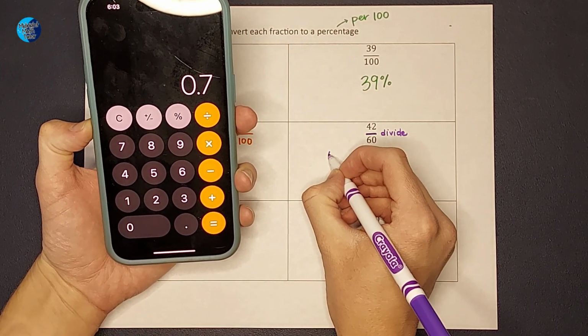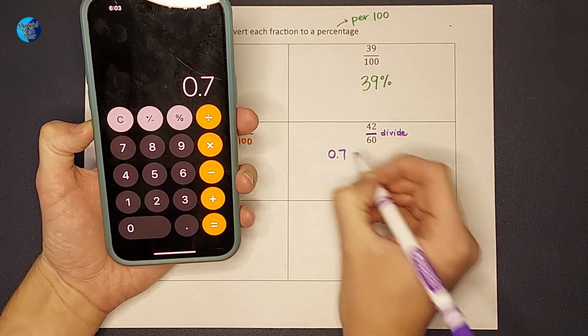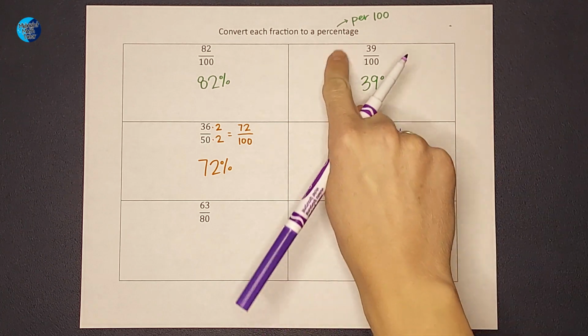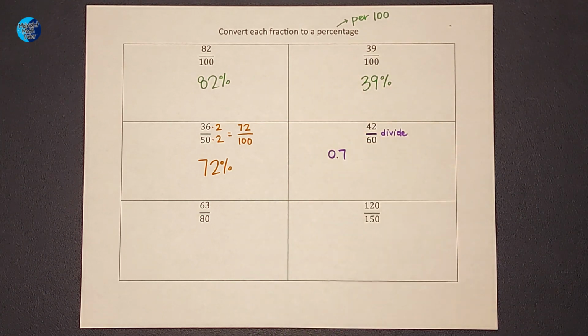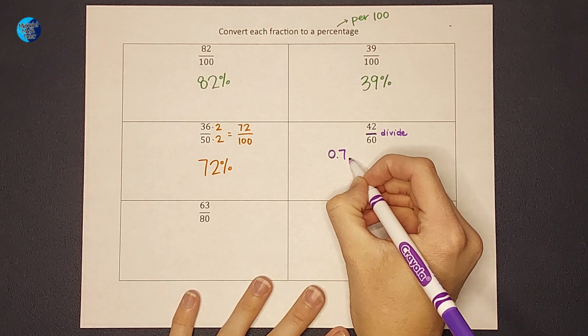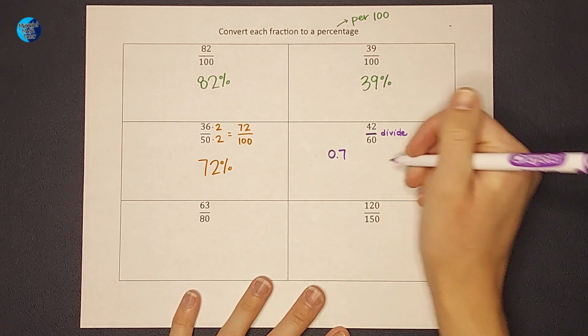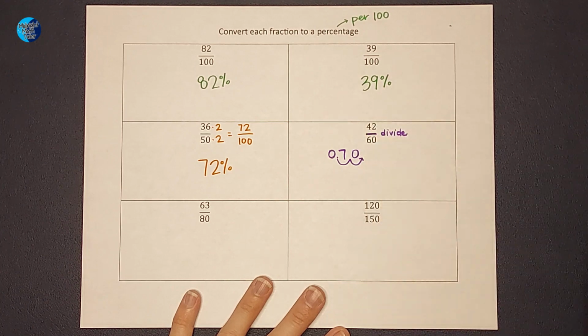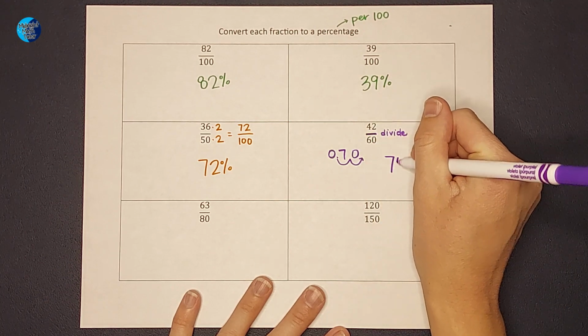Now I get 0.7, okay? That is the decimal version of my percentage. To get it to be a percentage, I'm going to move the decimal over 2 places, like this, boom, boom, and get 70, which means this is 70%.